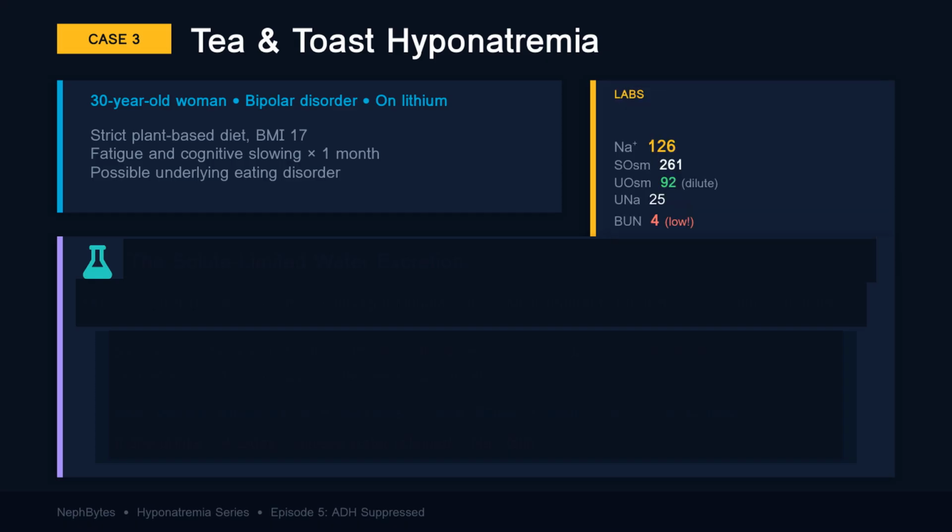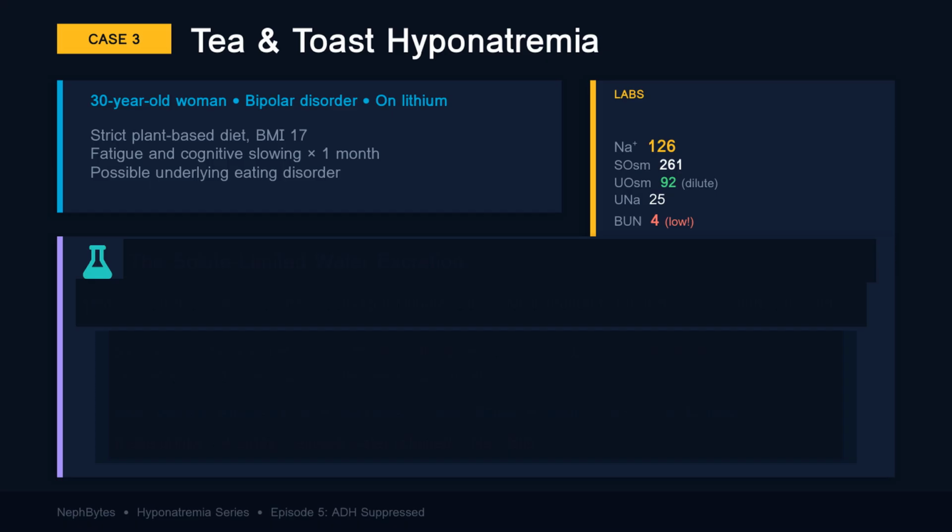Sodium is 126. Serum osmolality 261. Urine osmolality 92. Dilute. Urine sodium 25. Urine volume 2.8 liters per day. BUN is 4. ADH is suppressed. The kidneys are making dilute urine.